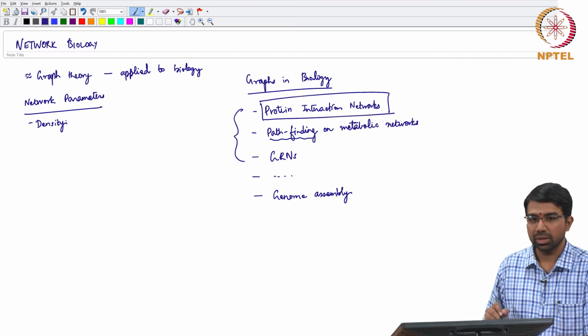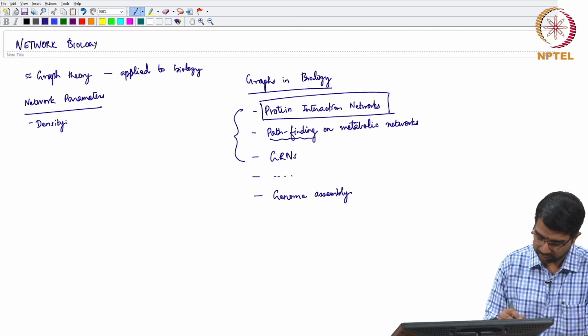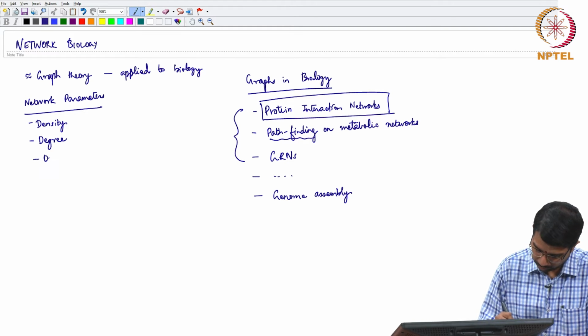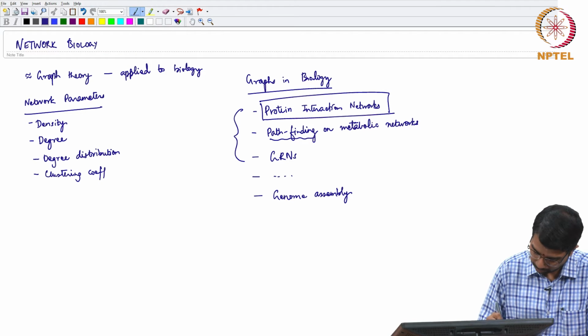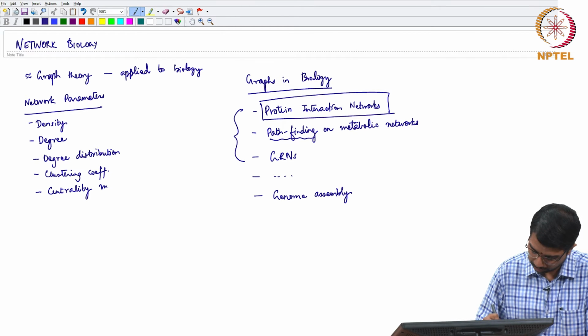So, we looked at things like density, which is essentially the fraction of edges that are actually in the graph. Then we looked at degree, most importantly degree distribution, the concept of clustering coefficient, and various centrality measures.